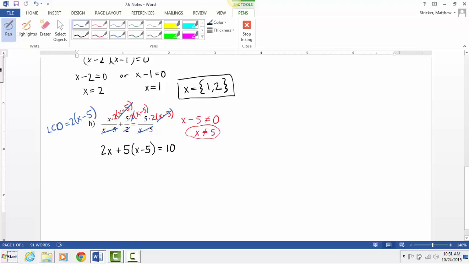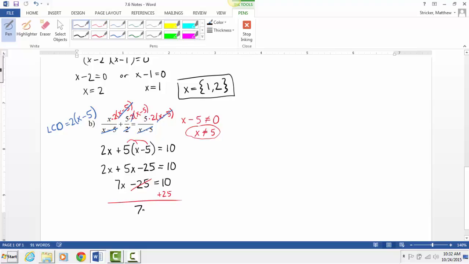Okay, how are we going to finish off solving this equation? Hopefully you're thinking to yourself that we got to distribute here. We can't have those parentheses if we're going to solve. Okay, so this is 2x plus 5 times x is 5x plus 5 times negative 5, that's negative 25. That's equal to 10. Then what? Then we combine like terms. 2x and 5x make 7x minus 25 equals 10. Then we go ahead and add that 25 to the other side.